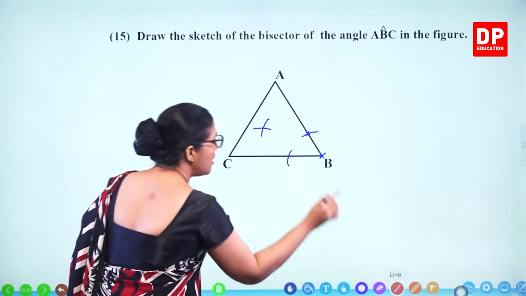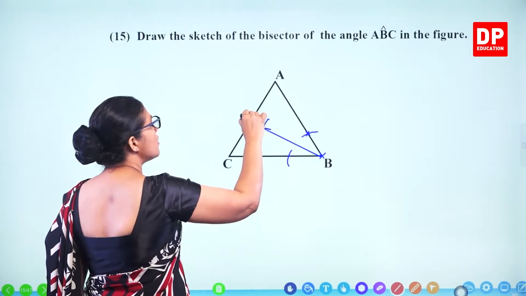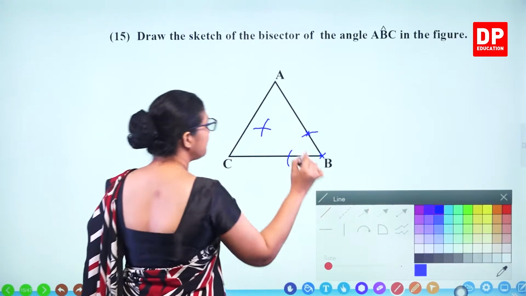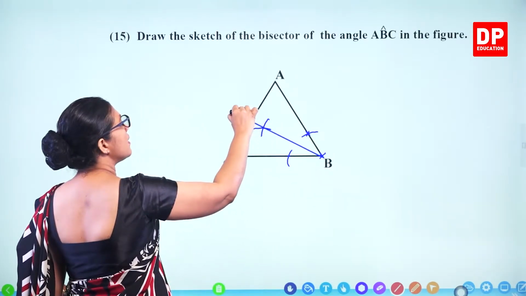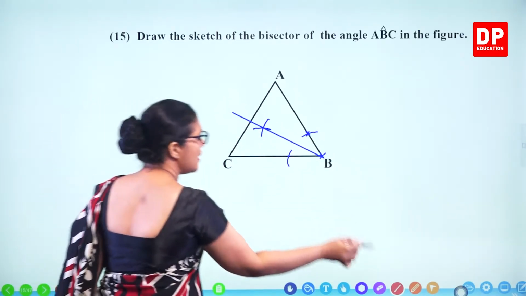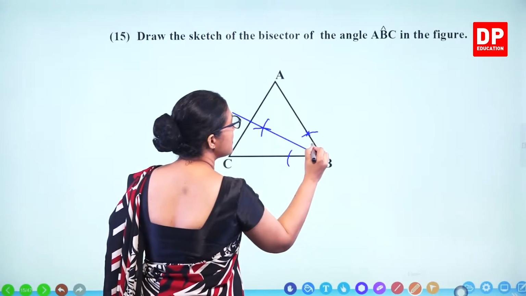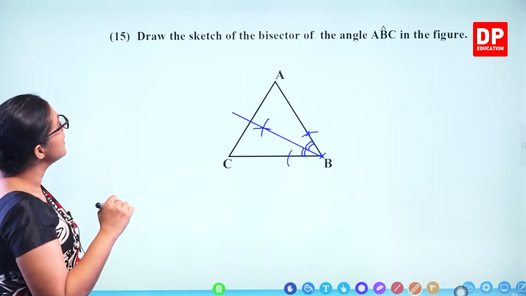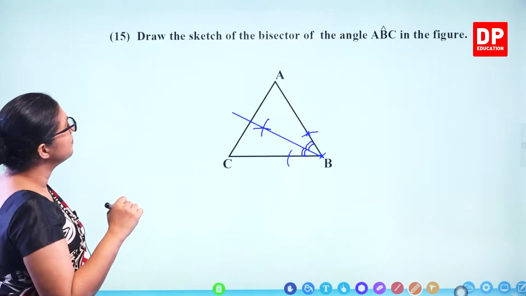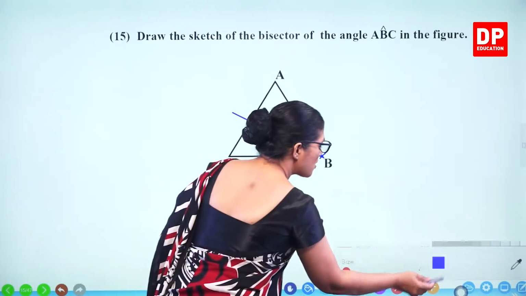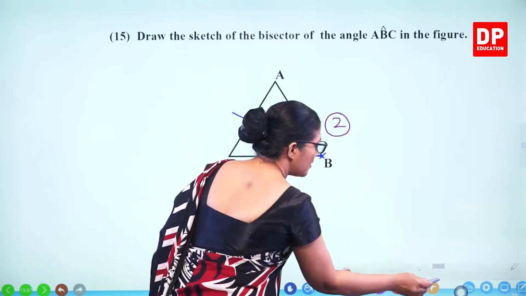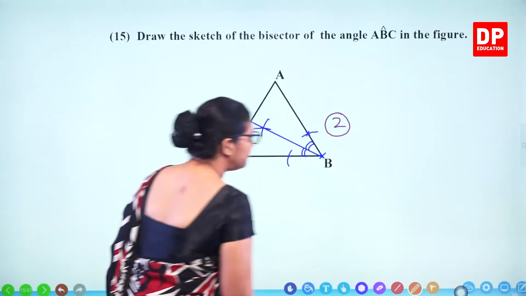And then you connect the 2 points. So I'll use the line and then connect the 2 points. So this is the angle bisector. This angle is same as this angle. That's the bisector. So 2 marks for showing the arcs and sketching the diagram.